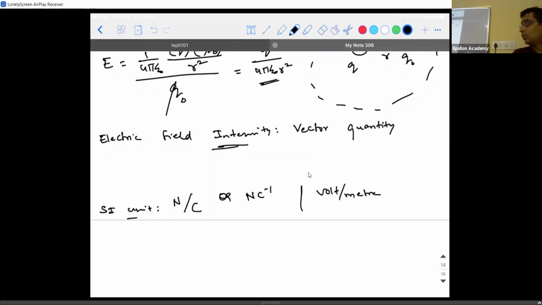It is also measured in volt per meter. Volt is a unit of potential difference and meter is a unit of length. So volt per meter. Okay. This we will see why it is so in the next chapter.